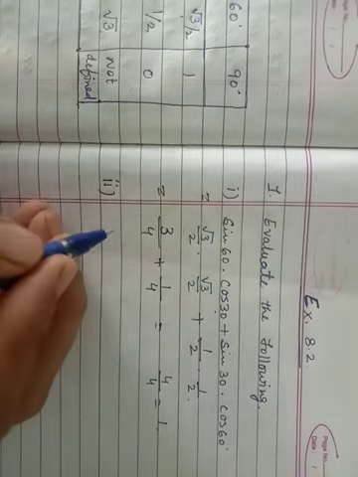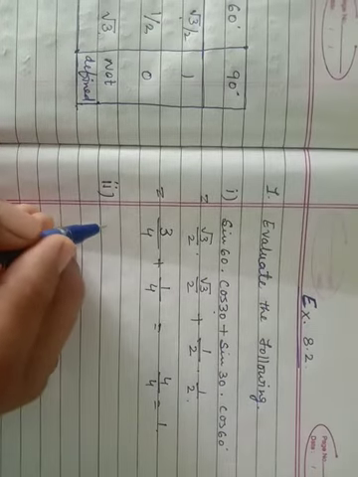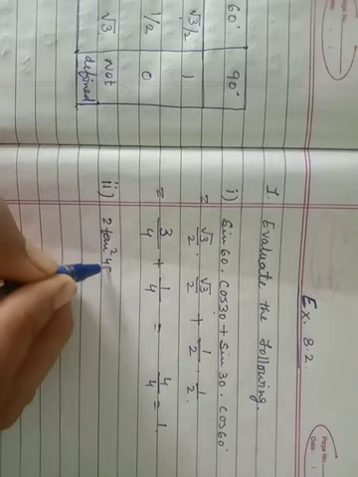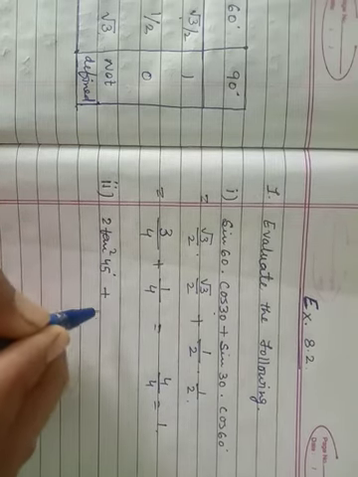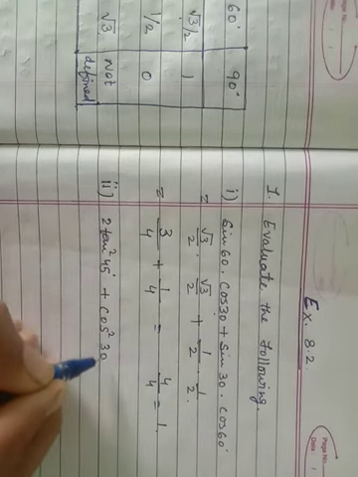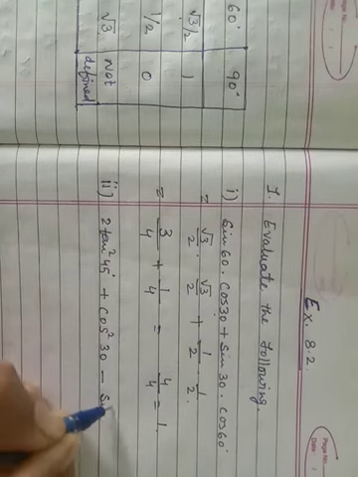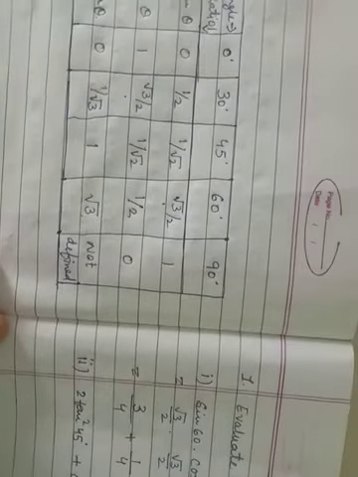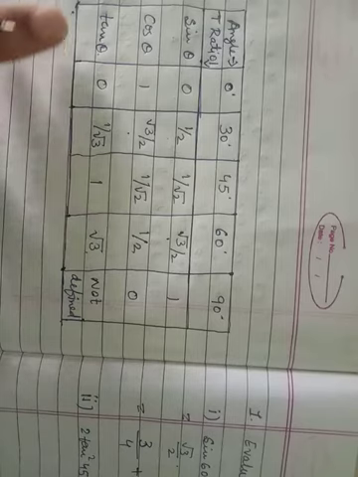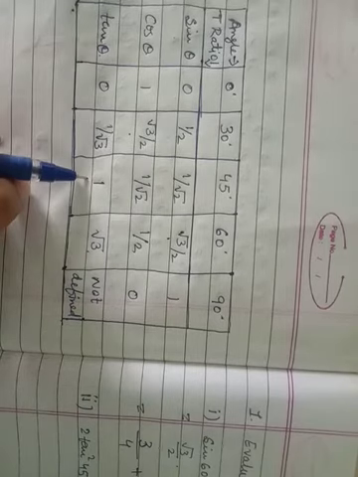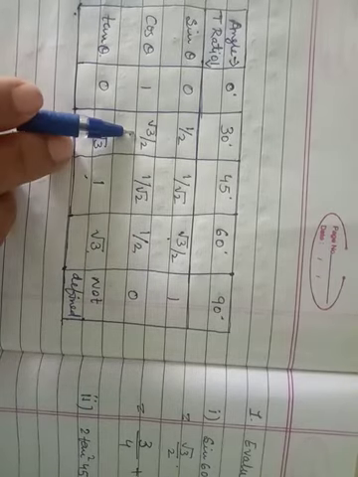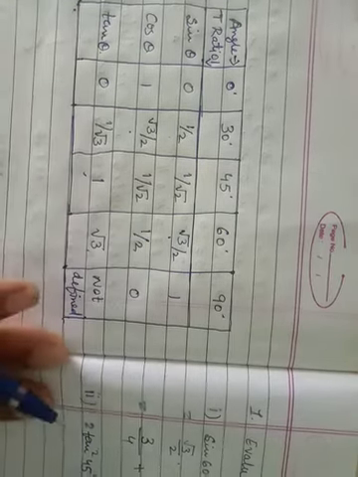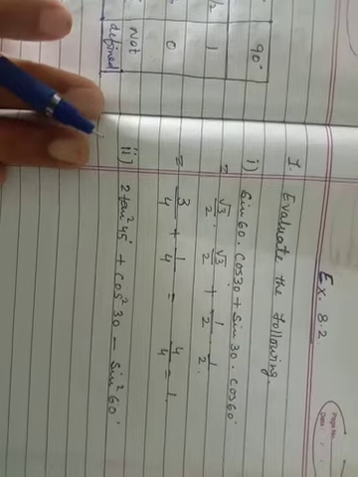Now the second question is 2 tan square 45 plus cos square 30 minus sin square 60. Again from this table we'll put values. We need tan 45, which is equal to 1, cos 30 is root 3 by 2 and sin 60 is root 3 by 2. Okay, so let's put the values.